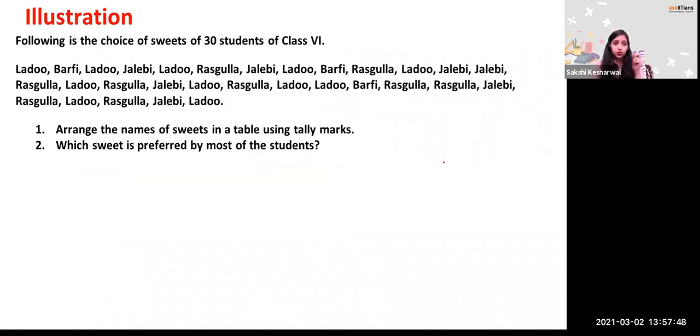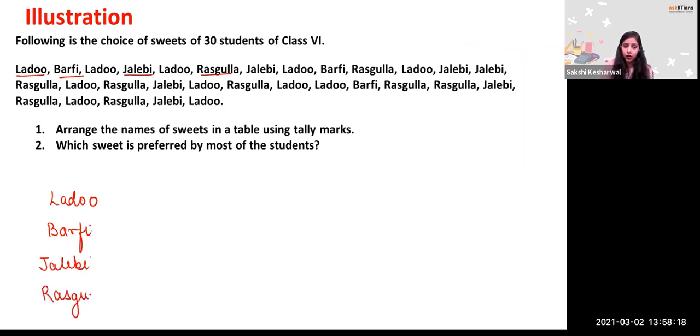Now let's do this question. The following is the choice of sweets of 30 students of class 6. Let's take an example. What are the things they have? You have laddu, burfi, jalebi, rasgulla, and nothing else apart from this. So how are you going to do this? I'll tell you, just write it out over there. You have laddu, burfi, jalebi, and rasgulla. This is how we write.